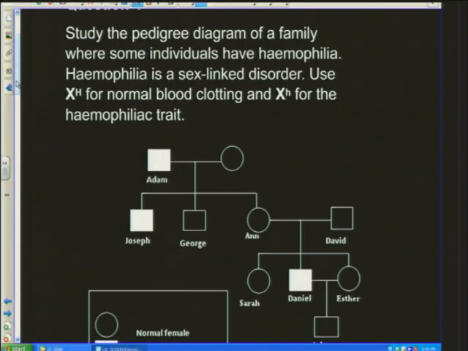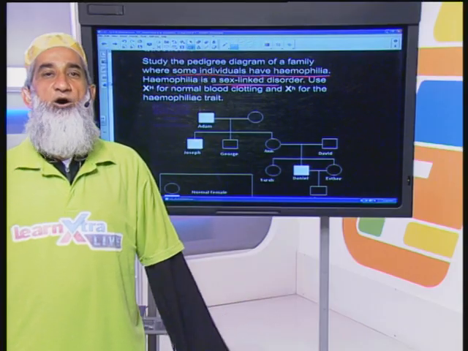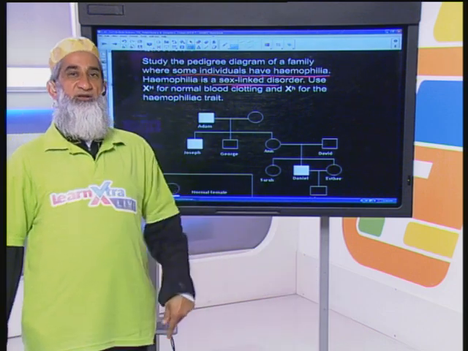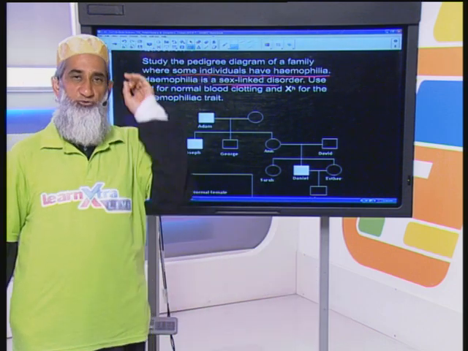Now we're moving to the pedigree diagram that I told you earlier about. Pedigree diagram of a family where some individuals have hemophilia. So that's the first thing. Hemophilia is a sex-linked disorder. By the way, the examiner is not obliged to tell you it's sex-linked because you've studied hemophilia and color blindness. Those two you know are sex-linked.